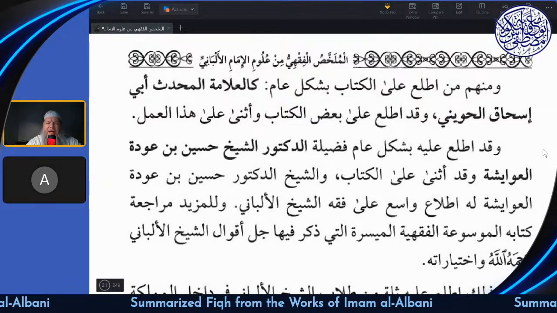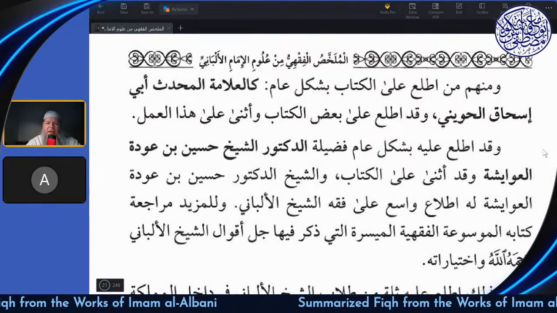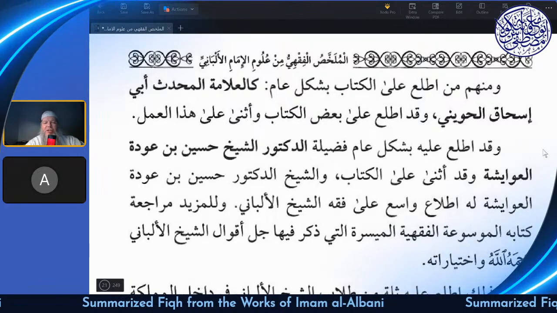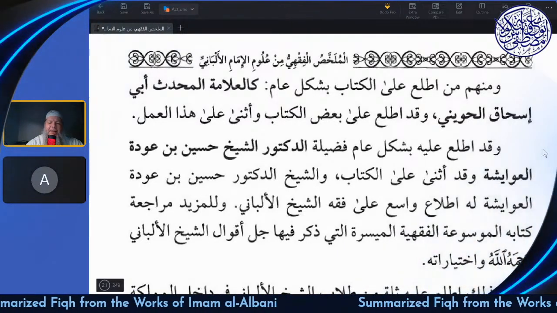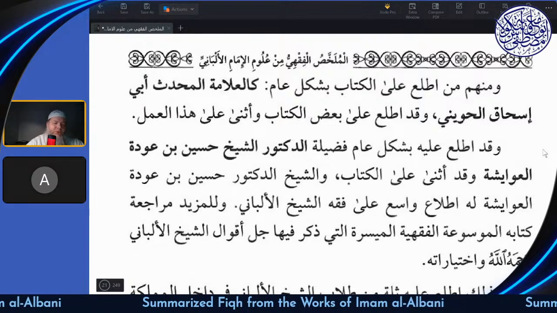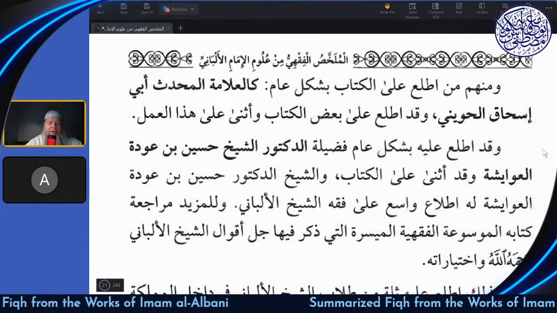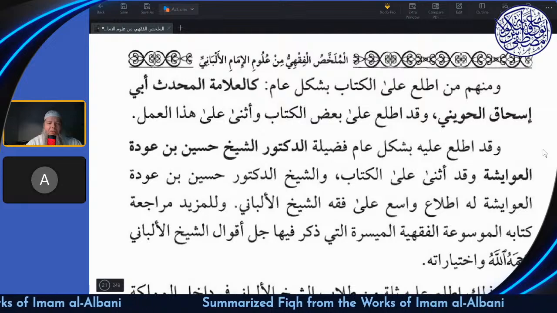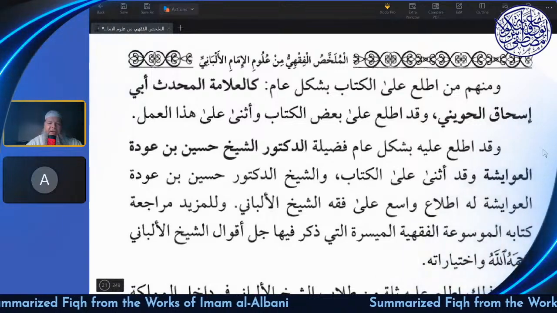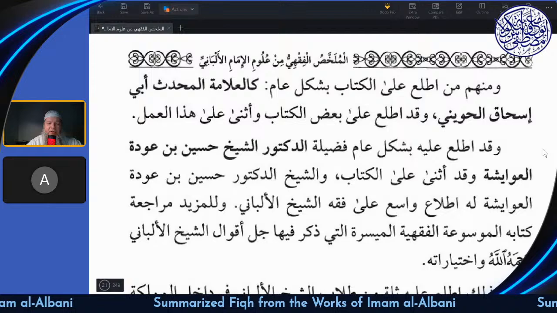And he praised the book. Sheikh Dr. Hussein ibn Awda al-Awaysha has wide familiarity with the fiqh of Sheikh al-Albani. He has a wide reading and perusal of the works and the fiqh of Sheikh al-Albani, and more than that, he reviewed his book on easy fiqh rulings, in which he mentioned most of the statements of Sheikh al-Albani, may Allah have mercy on him, and his choices.